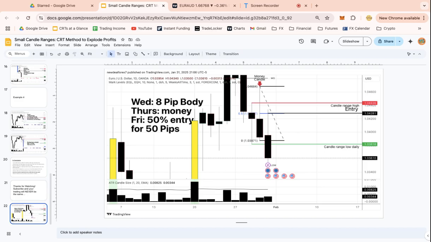Okay. So remember, small range, money candle, take the trade if it's at the proper level. And that's it. Set your stop loss, set your take profit. You're done. 3 easy steps. You will not see an easier trading plan than this one.